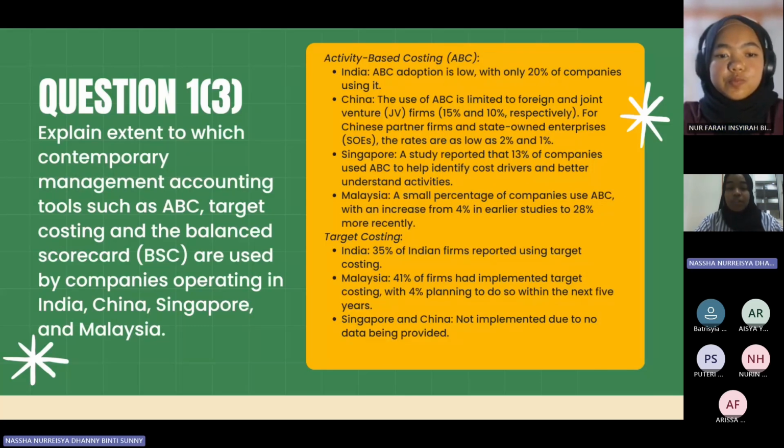In Singapore, only about 13% of companies have adopted activity-based costing. This suggests that while it is recognized, it may not be a widespread practice yet. Meanwhile, in Malaysia, the adoption of activity-based costing has seen significant growth. While earlier studies reported just 4% of companies using it, more recent data shows this figure has risen to 28%. This reflects a growing interest in more accurate cost management methods.